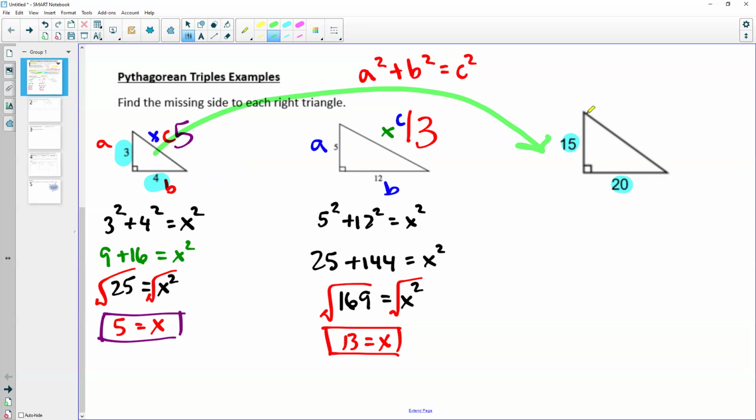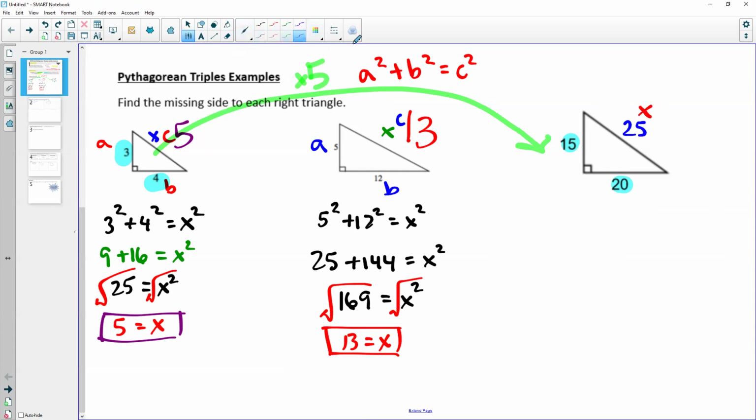So how do I go from 3 to 15? Well, what they're doing is they're multiplying by 5. So what we see here is the 3 is getting multiplied by 5 to get 15. The 4 is being multiplied by 5 to get 20. That would mean that my hypotenuse would have to be also multiplied by 5. And that would tell me that, hey, my missing side length here should be 25. And I'm going to prove it to you really quickly just by doing Pythagorean theorem.